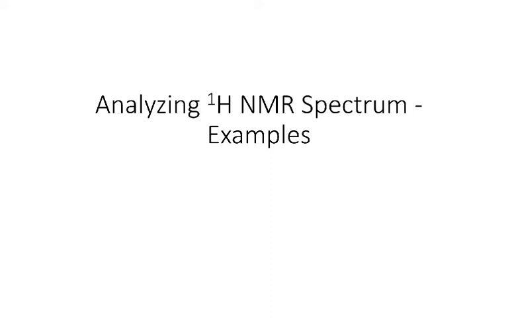In several previous videos, we've looked at several different parts of the proton NMR spectrum. We've looked at how many signals there are and what that tells us about the molecule. We've looked at the chemical shift. We've looked at the integration, telling us how many protons give rise to each peak, and we've looked at the multiplicity. And what we're going to do now is put that all together and look at some examples of analyzing spectra with all of these tools that we have.